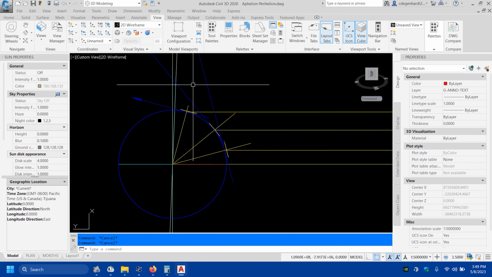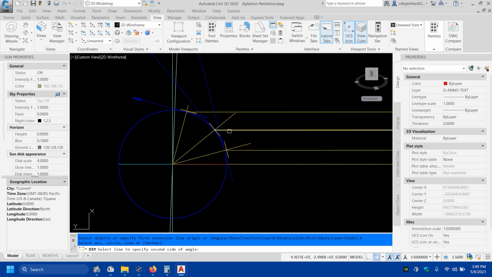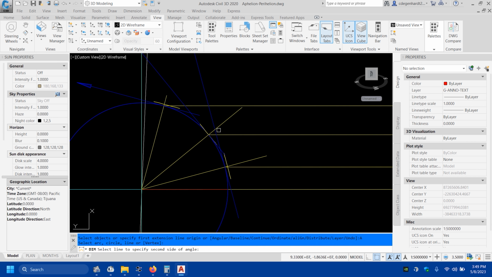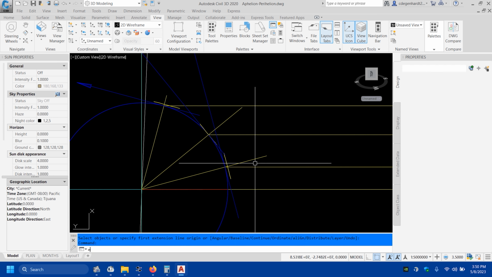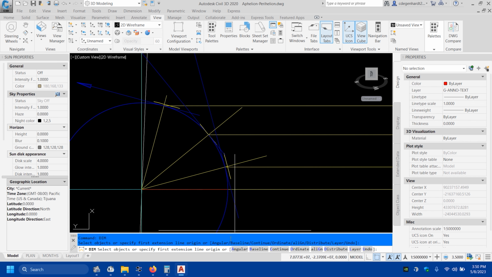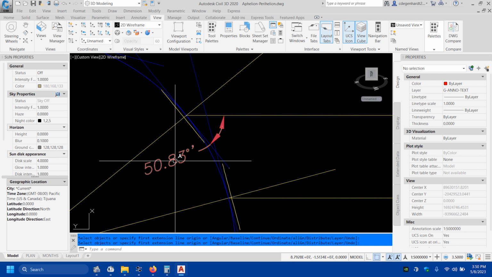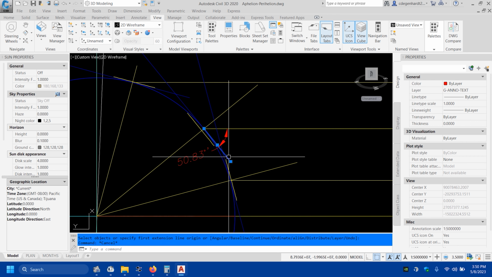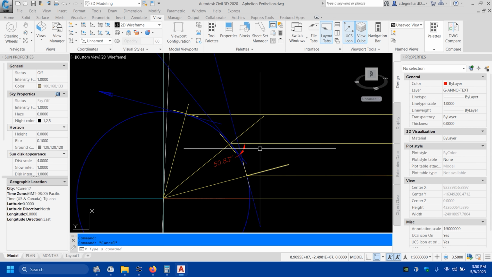So angle here to, we'll pick here. Oh, dimension, angle to here. So 50.83, perfect. So that's the local plane for that area.